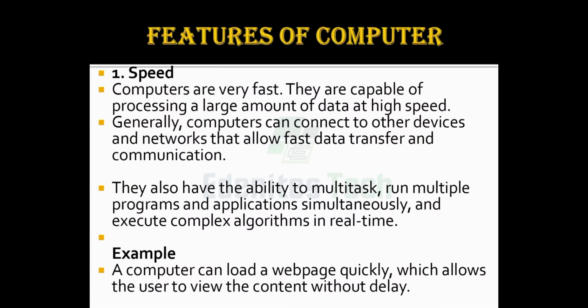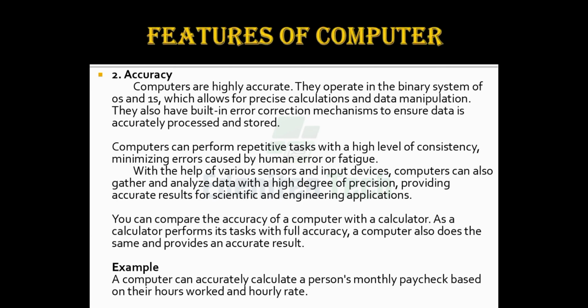Now, for the first feature, which is the speed, computers are very fast. They are capable of processing a large amount of data at high speed. Generally, computers can connect to other devices and networks that allows fast data transfer and communication. They also have the ability to multitask. That is, running multiple programs and applications simultaneously and execute complex algorithms in real time. Now, for example, a computer can load a web page quickly, which allows the user to view the content without delay.